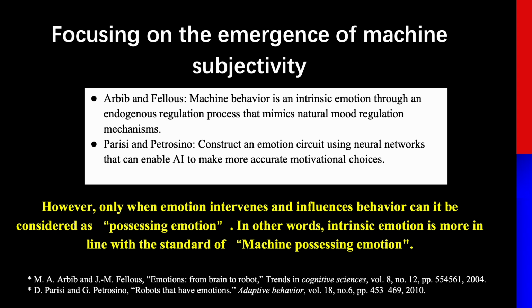Focusing on the emergence of machine subjectivity, scholars view machine behavior as an intrinsic emotion through a regulation process, which imitates neural regulation mechanisms. Machines can do decision-making and emotional expression based on the situation. So, only when emotion influences behavior can it be considered as possessing emotion. In other words, intrinsic emotion is at the center of machine emotion.